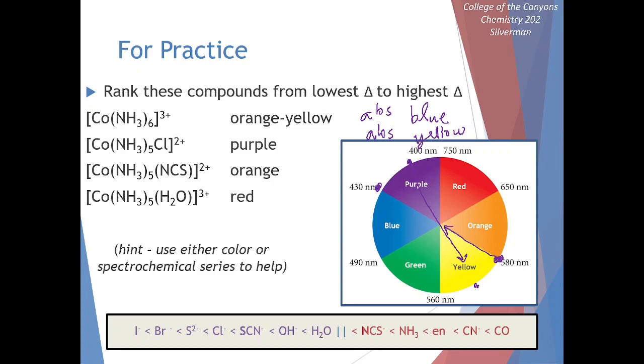All right, two different ways to get to that same answer. Our hexaamine cobalt(III), that first complex, will have a large delta. Our second complex, pentaamine chloro cobalt(III), is going to have a smaller delta. Feel free to try this out with the other two complexes on this slide. Good practice to have.